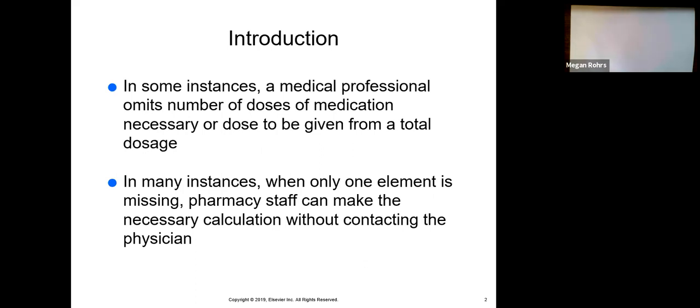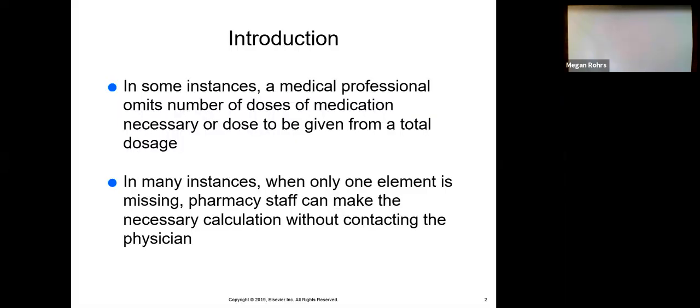As a reminder, sometimes physicians will leave out how many doses of medication need to be given in total. In that case, if they give us the day supply and they leave off the quantity, we're going to have to calculate the quantity. Same as when they give us the quantity and leave out the day supply, we will have to solve for the day supply.